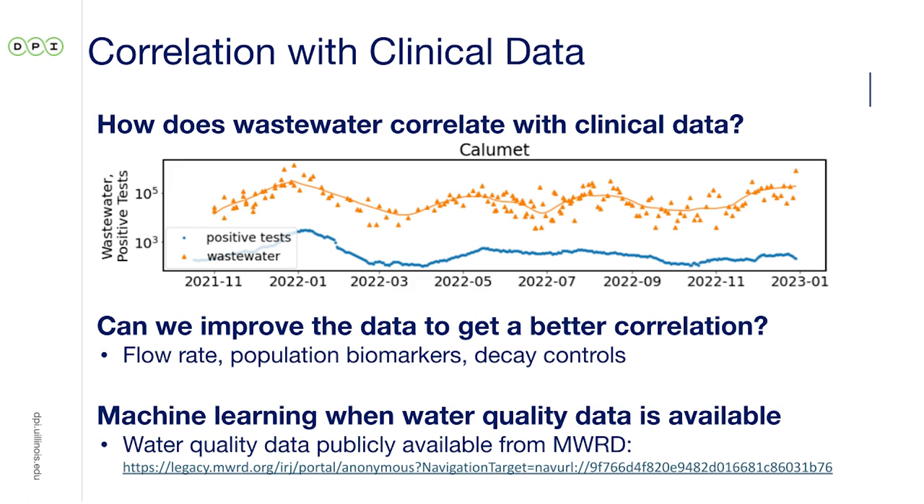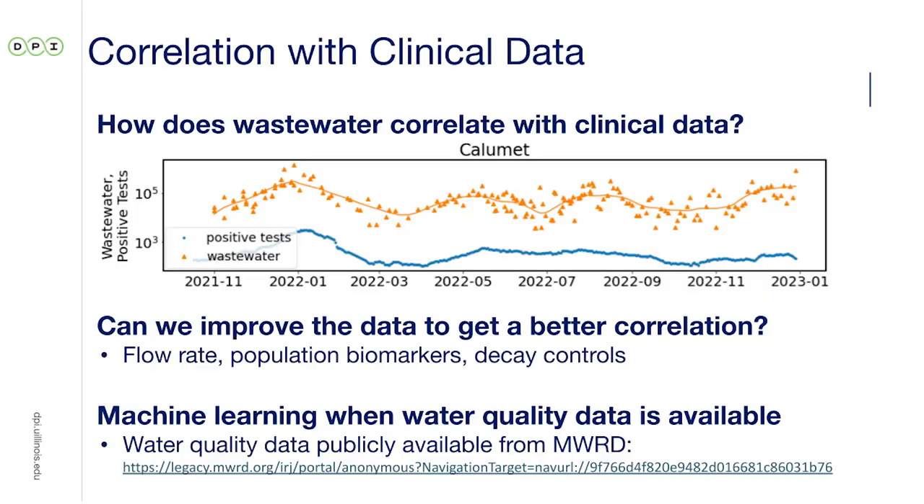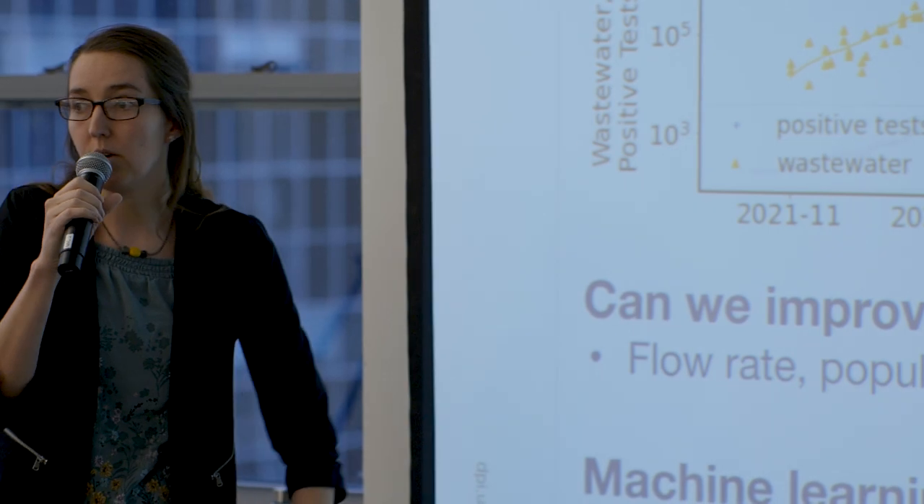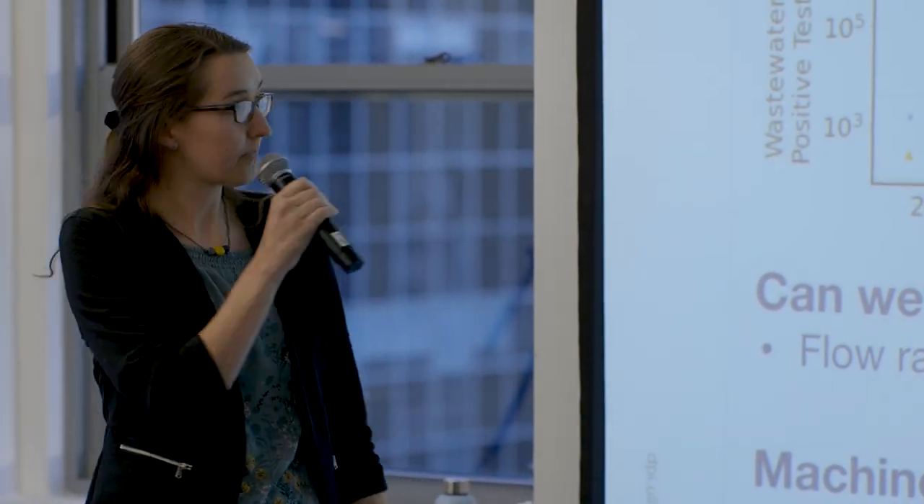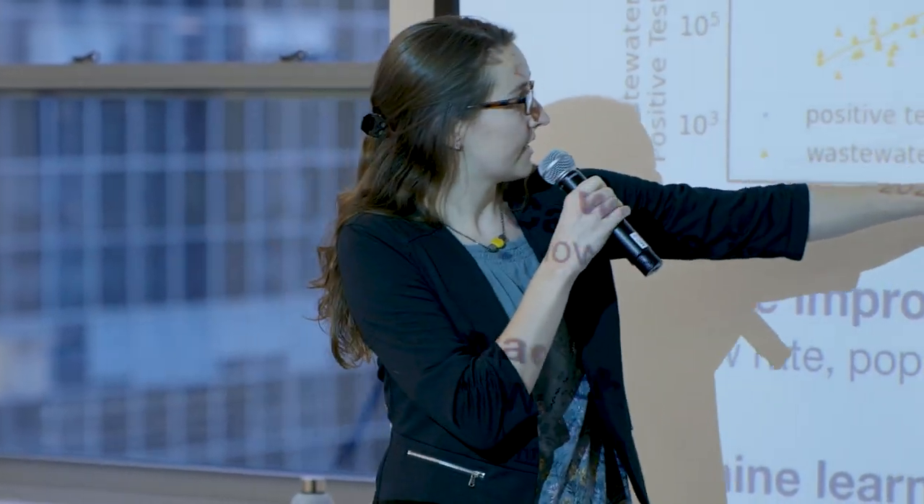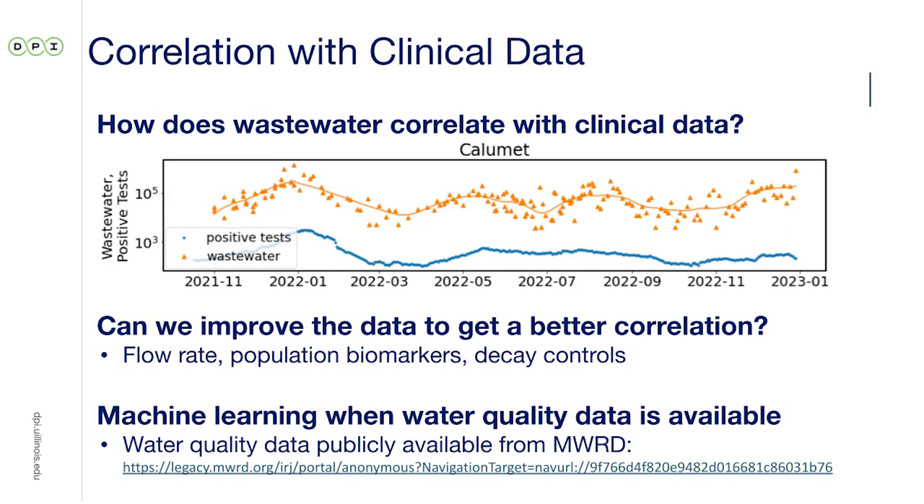What we see in this plot is for Calumet, which is one of the larger wastewater treatment plants in Illinois. It's the one that serves the south side of Chicago and the south suburbs. We're looking at data from November of 2021 through the end of 2022. These orange triangles are the raw wastewater, so the gene copies per liter, and the blue dots are the reported positive tests in that region, at approximately the same date. There's a little bit of reporting delay in this testing data.